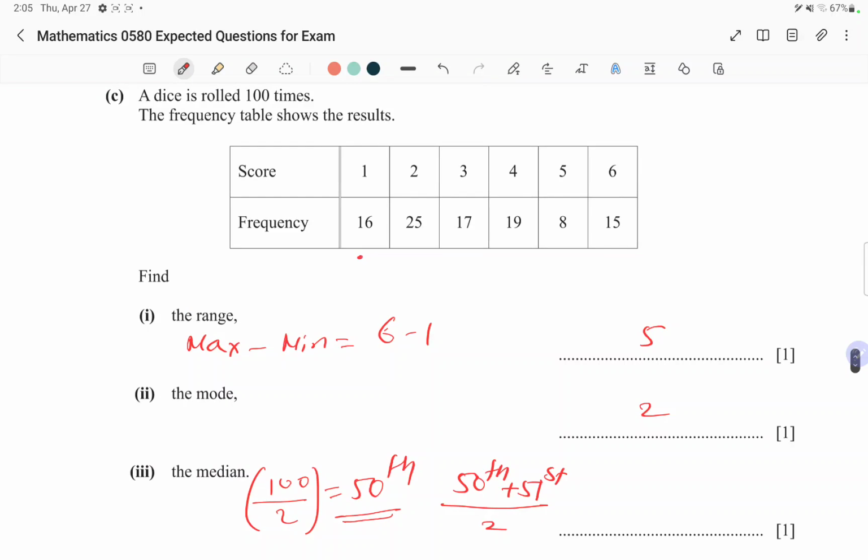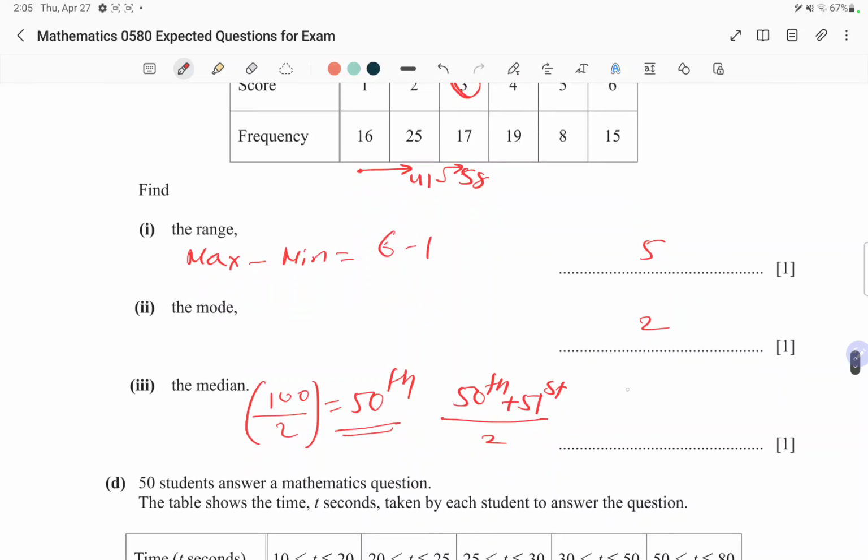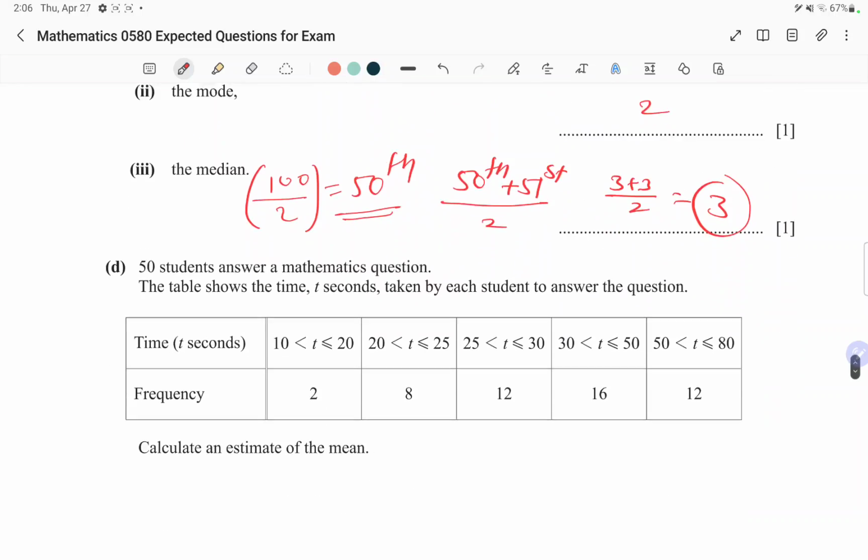So up to 16 it is 1, then 16 plus 25 is 41. Now 41 plus 17 is 58, right? So the 50th number will be 3 and the 51st number will also be 3. So it should be 3 plus 3 over 2, which is 3.